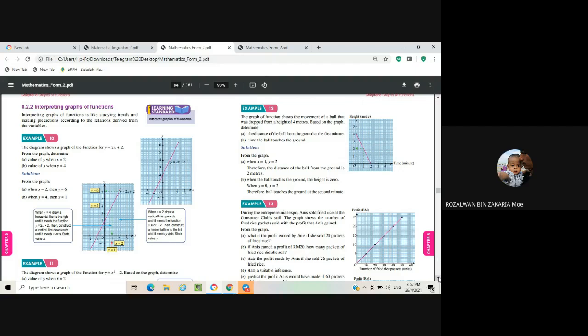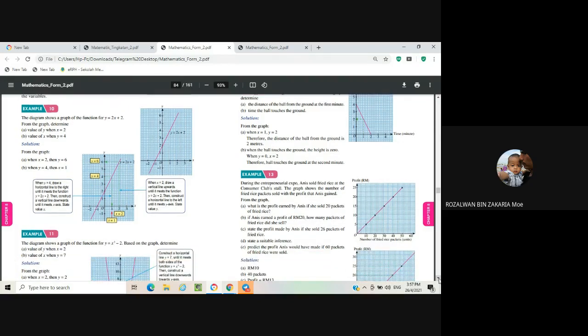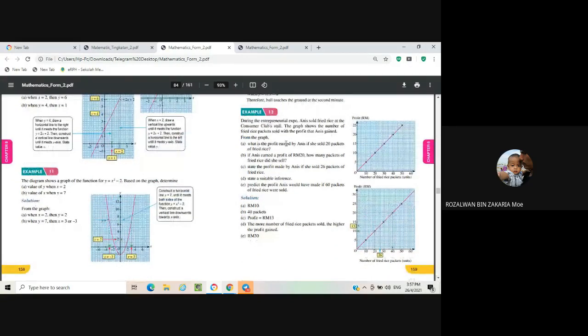Okay, so if all of you can understand, we proceed to example 13 here. The question is, during the Entrepreneur Expo, Anis sold fried rice at the Consumer Club stall. The graph shows the number of fried rice packets sold with the profit that Anis gained. The question is, what is the profit earned by Anis if she sold 20 packets of fried rice? So the same thing we do here. We have to use this graph to interpret.